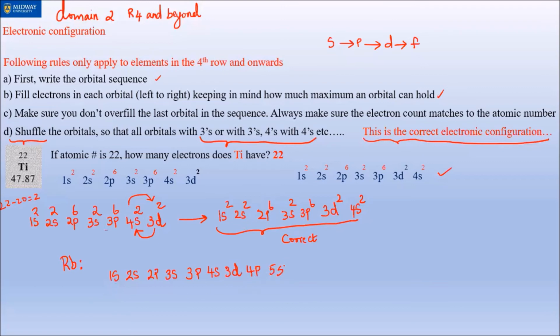Now fill everything except the last one. So S can hold 2, P can hold 6, S can hold 2, P can hold 6, S can hold 2, D can hold 10, P can hold 6, and then count everything to see how much you need. Rubidium's atomic number is 37, so we have 37 total electrons. If I count this, this is 10, 12, 18, 20, 30, 36, right? That means I'm left with 37 minus 36, which is 1. So I've completed the first steps.